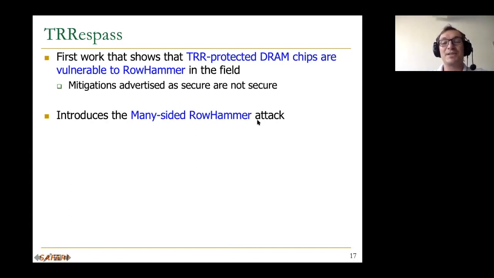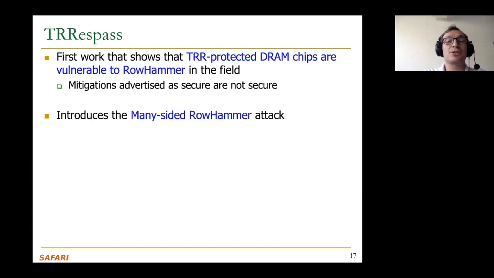We discussed, for example, single-sided RowHammer, where you hammer one aggressor row. And then we discussed double-sided RowHammer, where you hammer two aggressor rows and sandwich one row in between, such that the victim experiences lots of bit flips more quickly. And this introduces many-sided. The basic idea is, as you can guess, you have at least 3 rows that you hammer as aggressor rows.